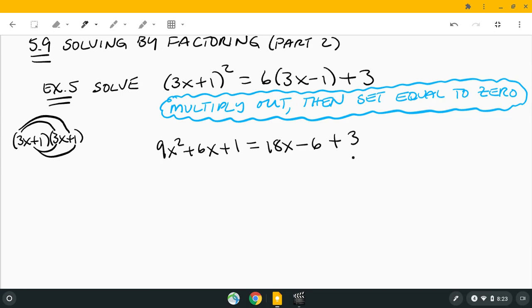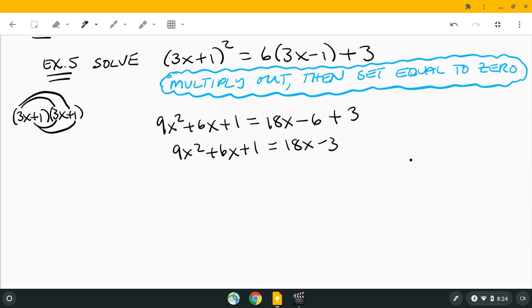Okay, so 9x squared plus 6x plus 1 equals 18x. Negative 6 plus 3 is negative 3. Okay, all right, so I've simplified this. I multiplied it out. I simplified each side. Now I'm going to set it equal to 0. So I'm going to go ahead and subtract 18x on both sides. I'm also going to add 3 on both sides. And that way these cancel here and I get my 0.